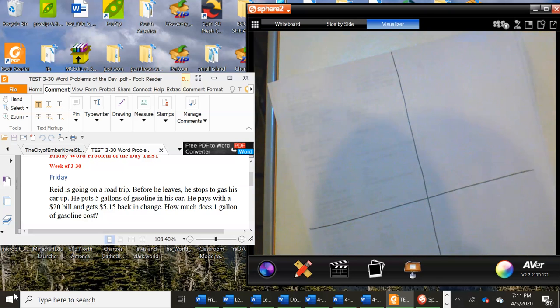Reed is going on a road trip. Before he leaves, he stops to gas up his car. He puts 5 gallons of gasoline in his car. He pays with a $20 bill and gets $5.15 back in change. How much does 1 gallon of gasoline cost?